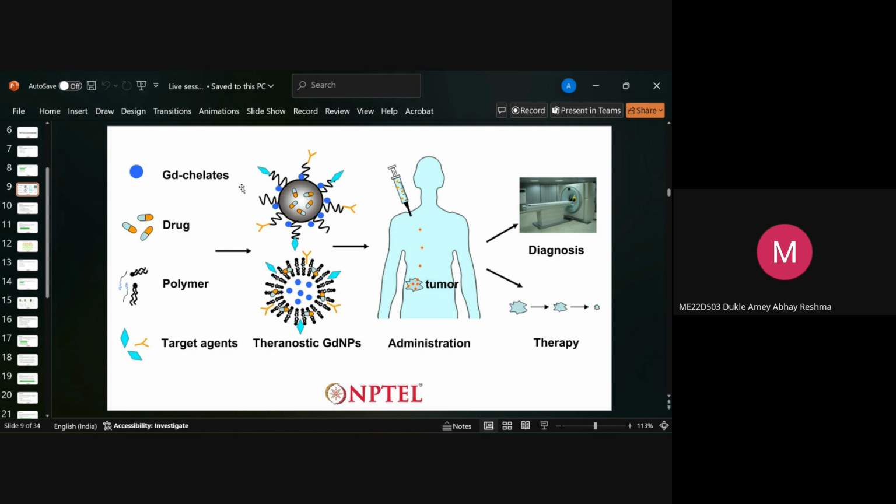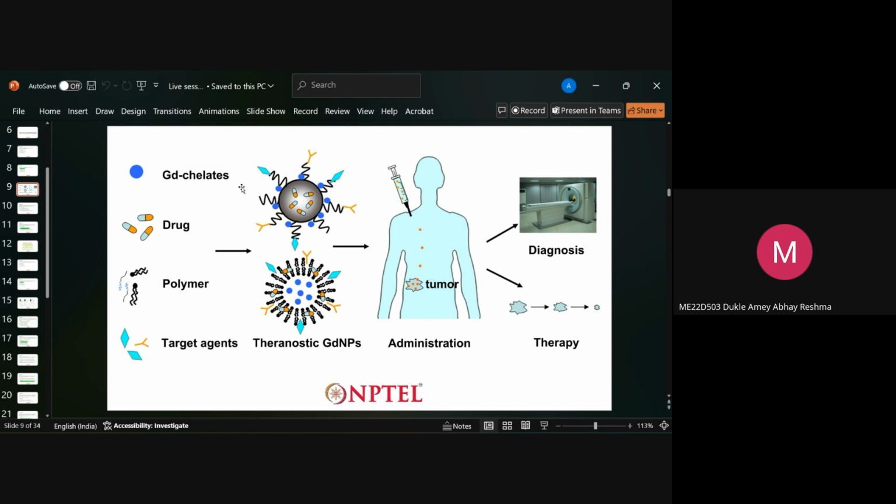Then basically you inject it into the body. Then it reaches the tumor site. Then, through the motion of the gadolinium nanoparticles, basically, gadolinium is radio opaque, so you can find out where the tumor is, and what the size of the tumor is. That is how you find out.